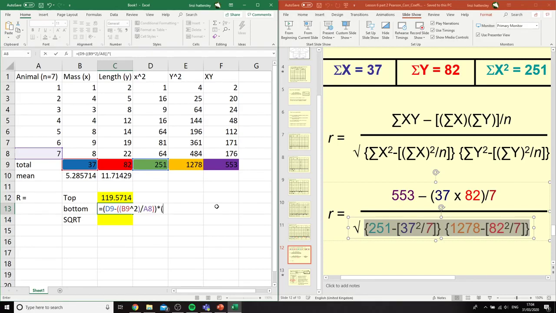Times. Open the bracket. Y squared minus. Open the bracket. Open the bracket again. Y. And that's squared. Divide by 7. Close the bracket. Close the bracket. Okay. There we go, a nice big number. Finally, SQRT. Open the bracket. Select that cell. Close the bracket. And there you go.